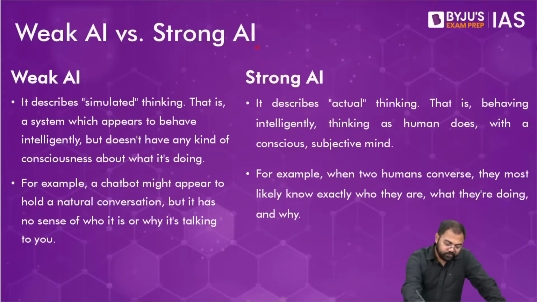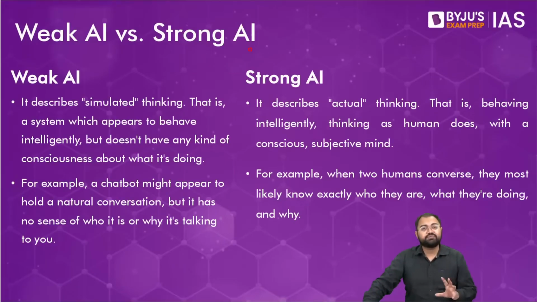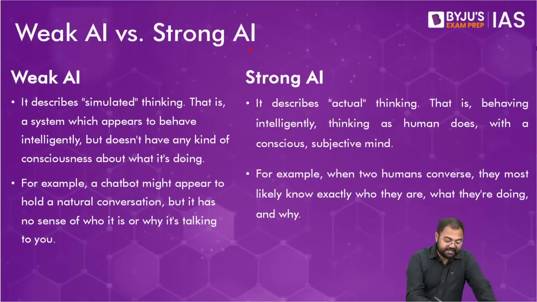Now, first and foremost, there are different ways in which we classify artificial intelligence, and that's based on some of the characteristics, some of the properties that we see with artificial intelligence, and that's how we classify them. So, first is on the basis of weak artificial intelligence versus strong artificial intelligence. Now, when we say weak artificial intelligence, what we describe by weak is something called simulated thinking. Now, when we say simulated thinking, understand the meaning of the word simulated.